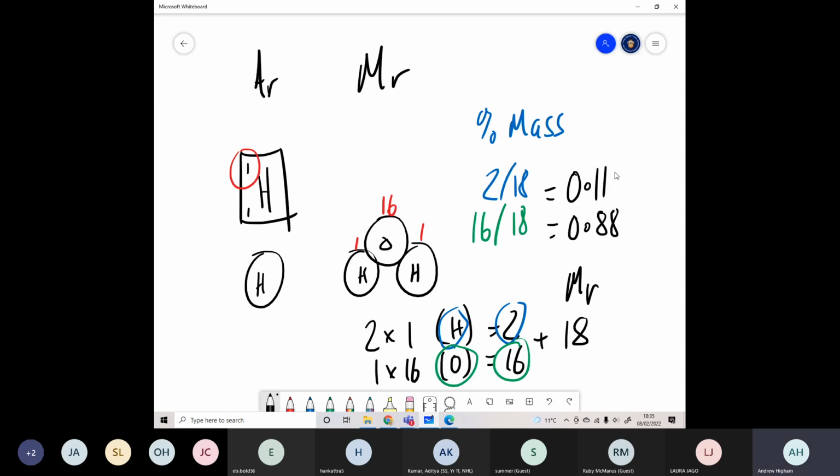This is really important. These are decimals, and to get the overall percentage, we just times by 100, and hopefully you should be able to do that in your head. By the time we times these by 100, it would be roughly 88% and roughly 11%. I'll come back to that later on in one of the questions, because, as I say, this can get you out of a hole massively.